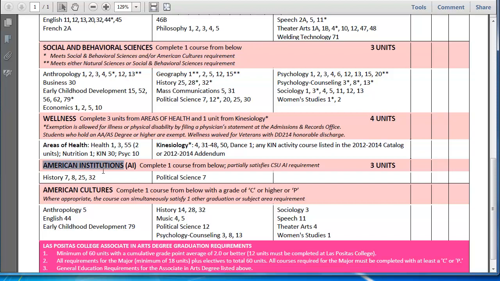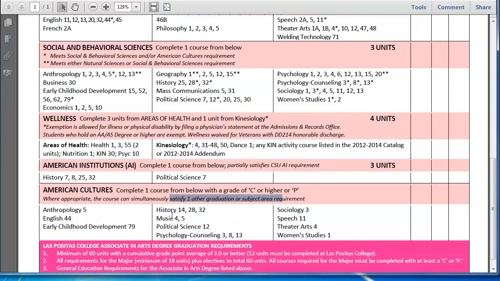For the American institutions requirement, just any one of these courses, just one class, minimum of 3 units. Now for American cultures, you're going to complete any one of the course below with a grade of C or higher, or pass. So you can choose from any one of these 3 columns, and there's no units attached here for American cultures because you can use any one of these classes to also fulfill another subject area.